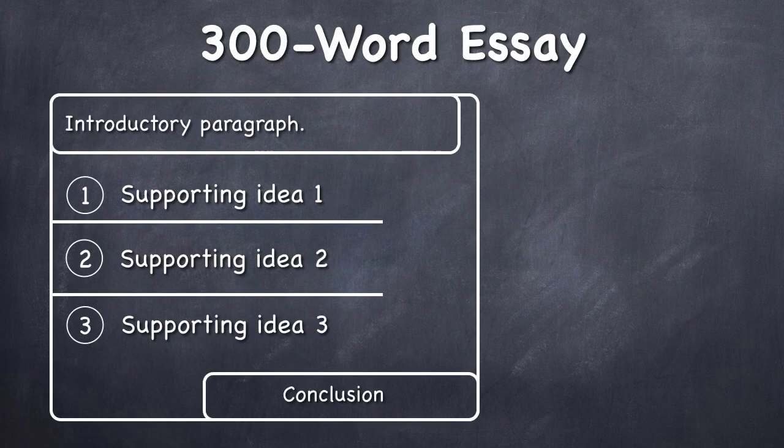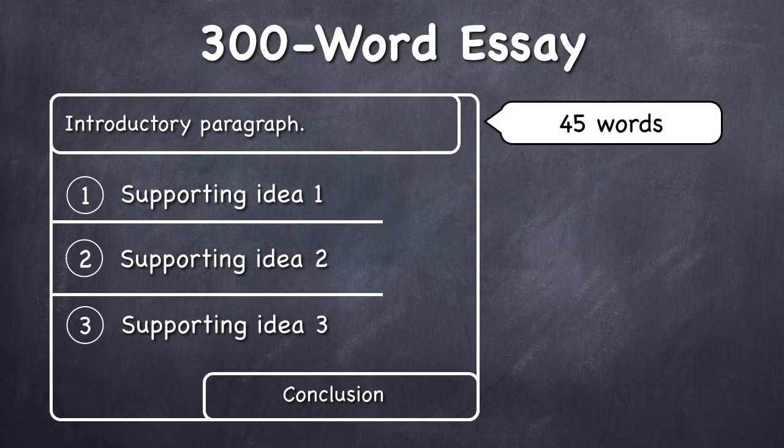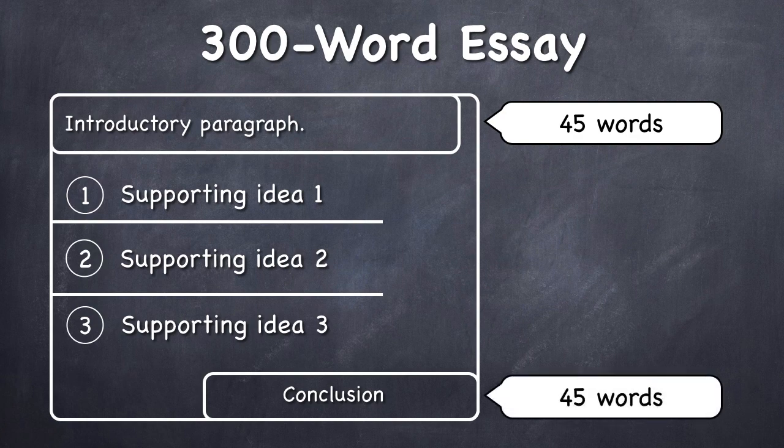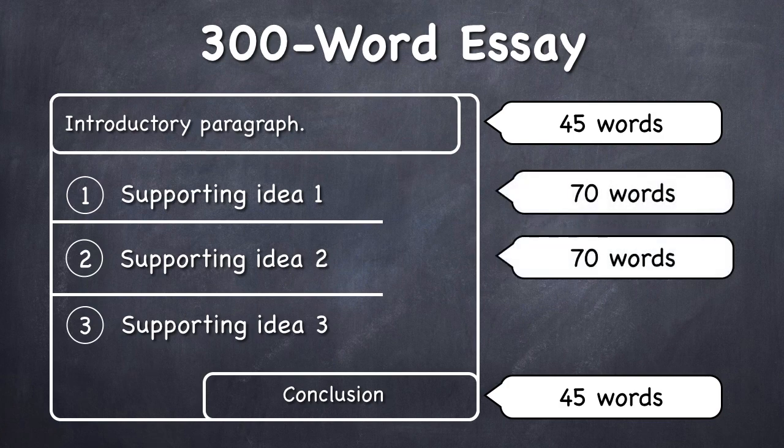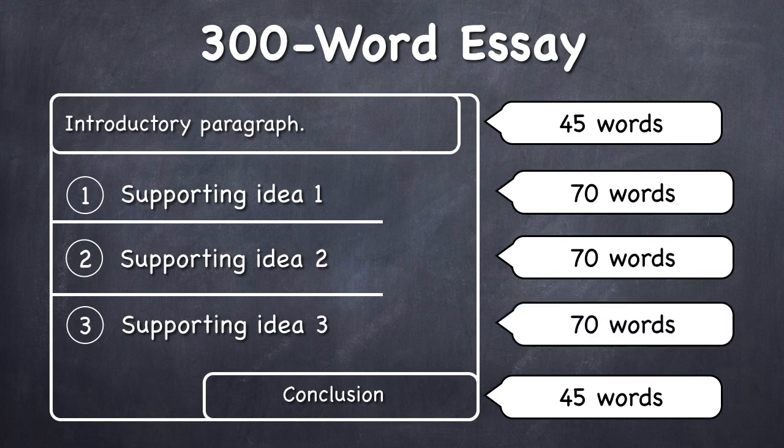Now, here's how to map out your 300-word essay. Now, if in fact you're writing a 300-word essay, why do I do this? I do this because I want to know how many words I'm going to have in each of the paragraphs and each of the sections. So in the introductory paragraph, in a 300-word essay, I would have about 45 words. I would have about 45 words in the conclusion, and I would have 70 words in each of the supporting paragraphs, in each of the body paragraphs. And if we do the math, so 45 plus 45 is 90. 70 times 3 is 210, so that makes it a 300-word essay.